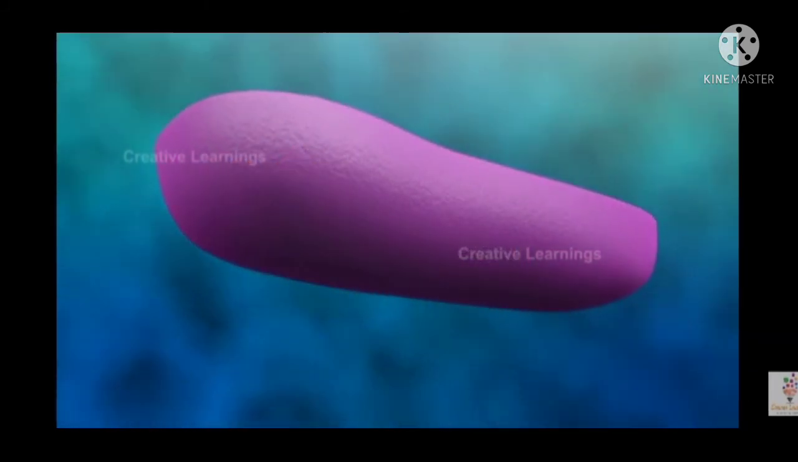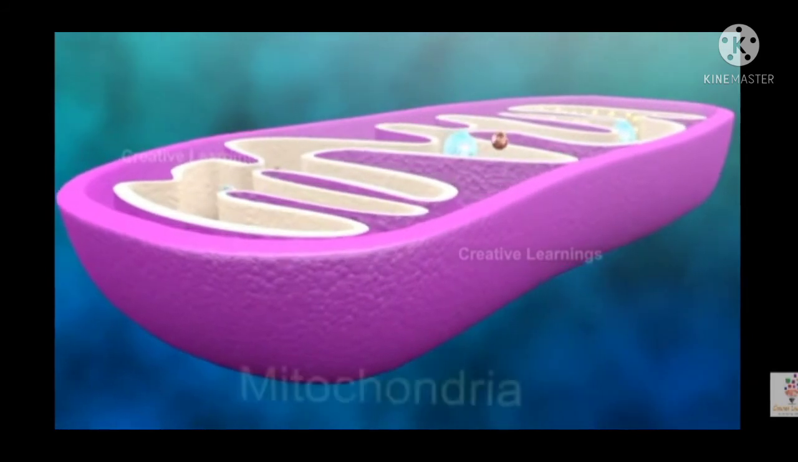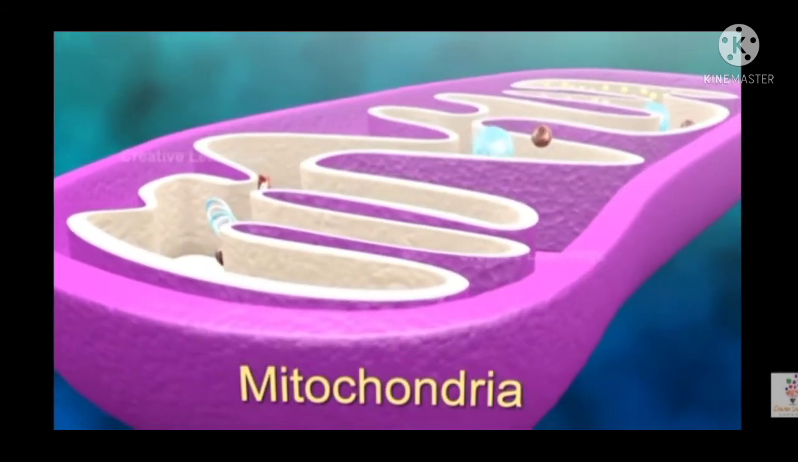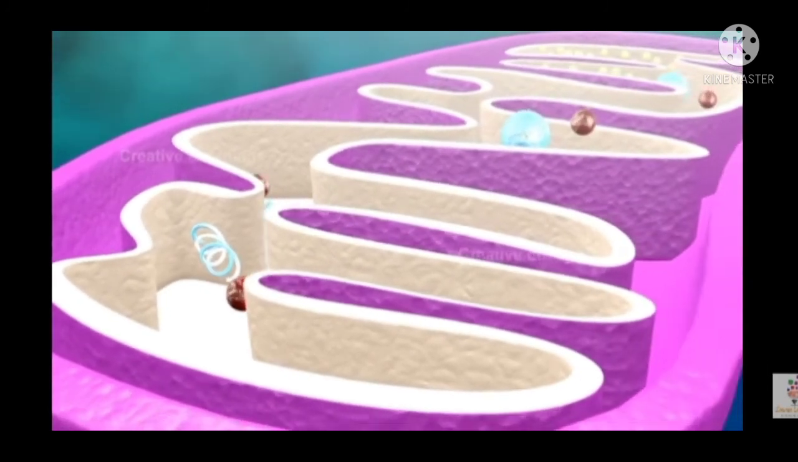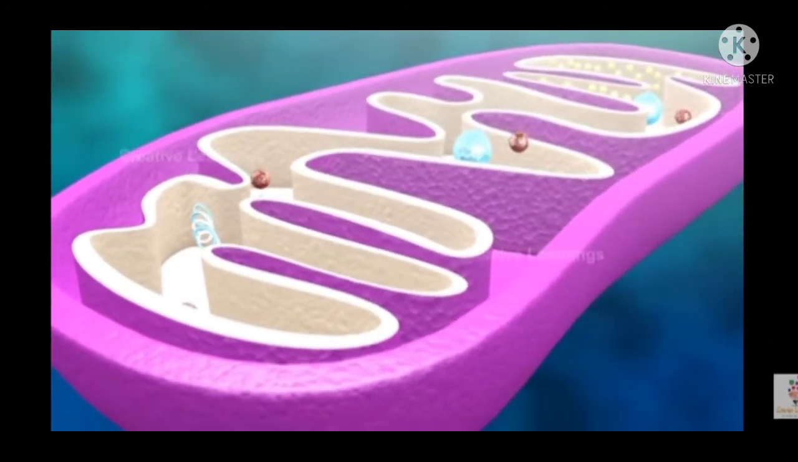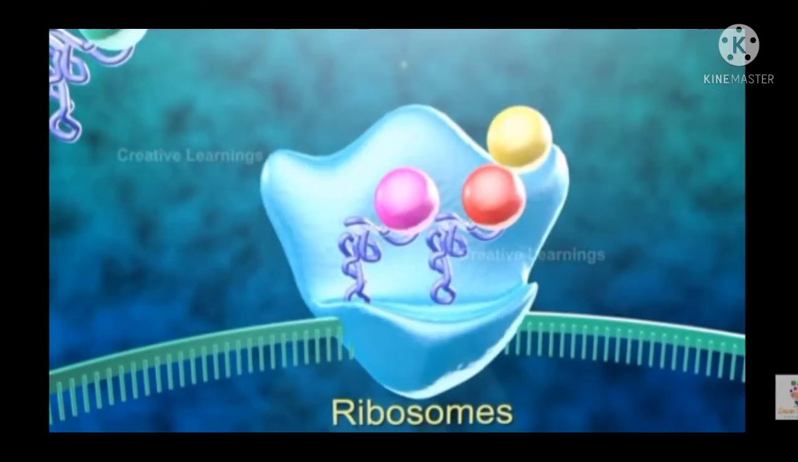Cells contain a number of small double-membrane bound organelles called mitochondria. They are the powerhouses of the cell and carry out cellular respiration and generate ATP, which is the energy currency of the cell.